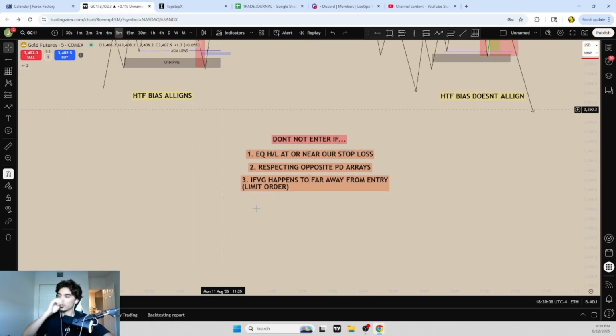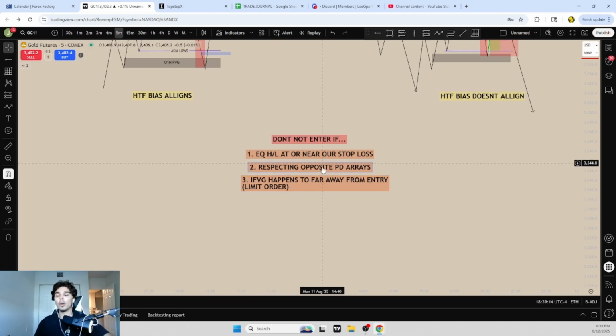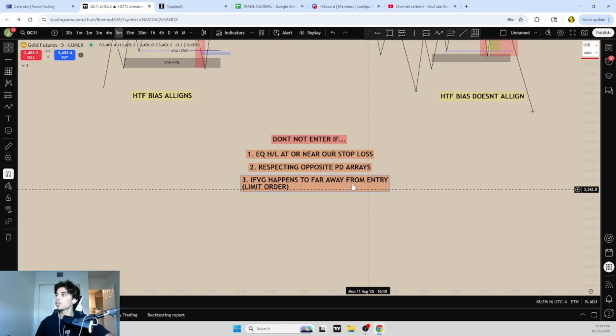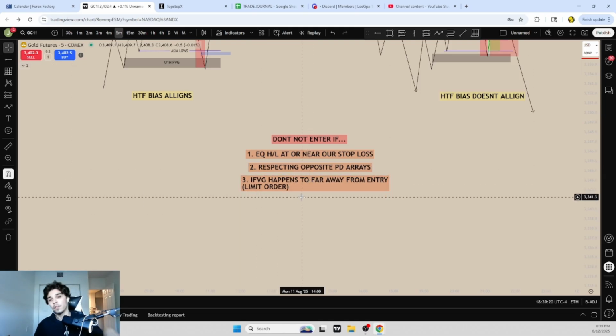So those are the 3 things you don't want to do if you're about to enter, right? If you have equal highs or lows near our stops, do not enter, right? If we're expecting opposite PD arrays, do not enter. And if the IFVG happens way too far away from our optimal point of entry, do not enter. All right. So with that being said, let's roll on over to all the stuff we are going to learn today.